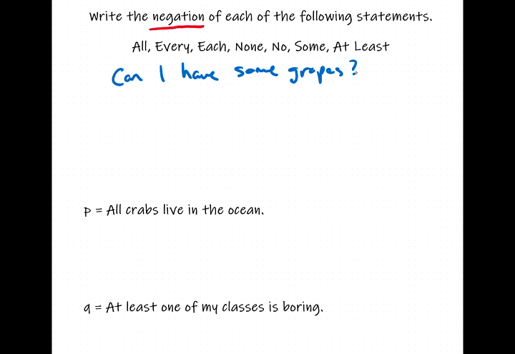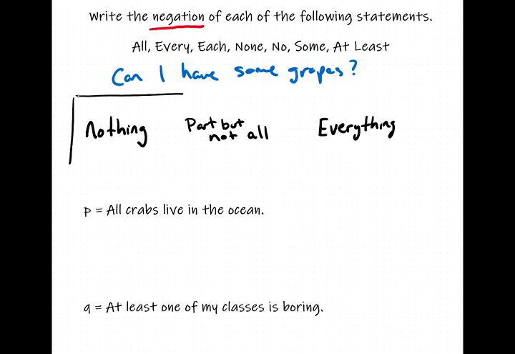And so when we think about an object or a group of objects, there's these three, we could call them three quantification states. There's nothing, there's everything, and then there's part but not all. Part but not all. Okay, so we have these three quantification states.